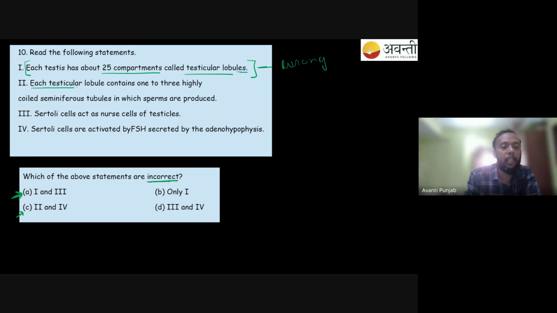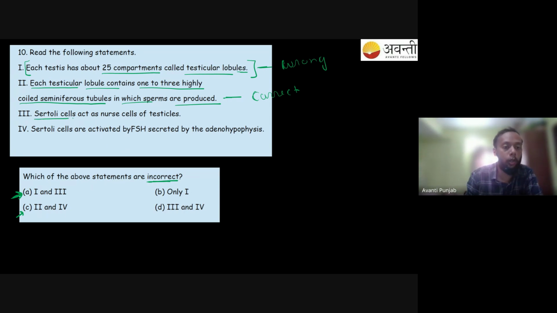Then each testicular lobule contain only 1 to 3 highly coiled seminiferous tubule in which sperms are produced. ये बात तो आपके यहाँ पे correct है. This statement is going to be correct. You always know that a single lobule will have around 1 to 3 seminiferous tubule जिसके अंदर आपके sperm बनाए जाते हैं. So that's a correct statement, है ना?